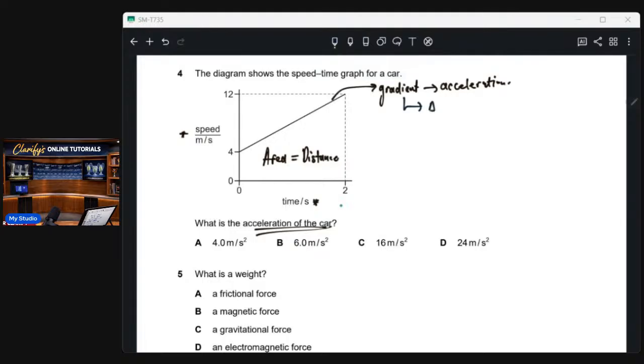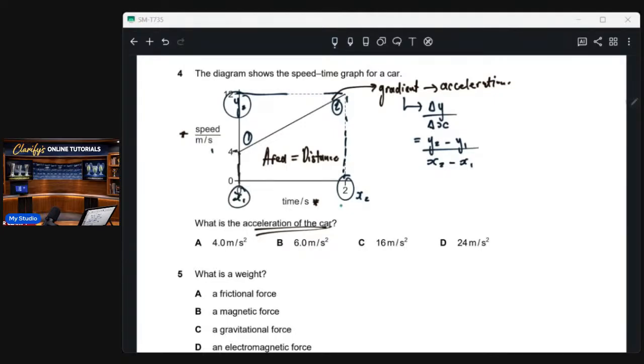Gradient is change in y over change in x, which means y2 minus y1 divided by x2 minus x1. You need to choose which is your point number 1 and which one becomes your point number 2. For point number 2, the x is x2 and the y is y2. For point number 1, the x is x1 and the y is y1.